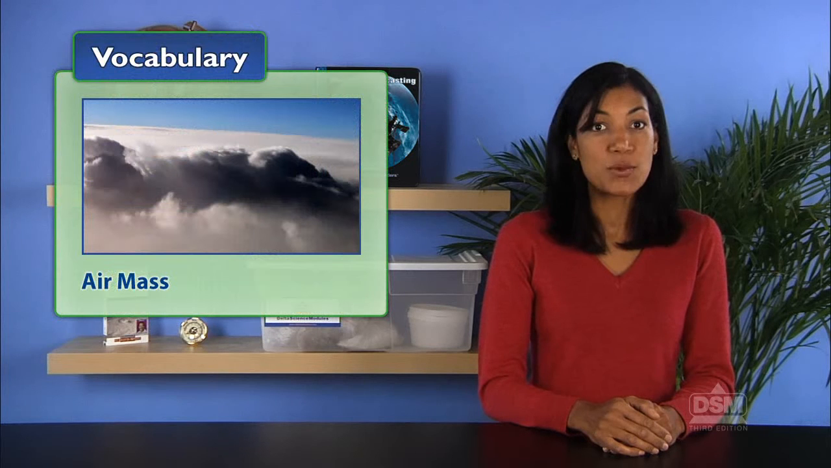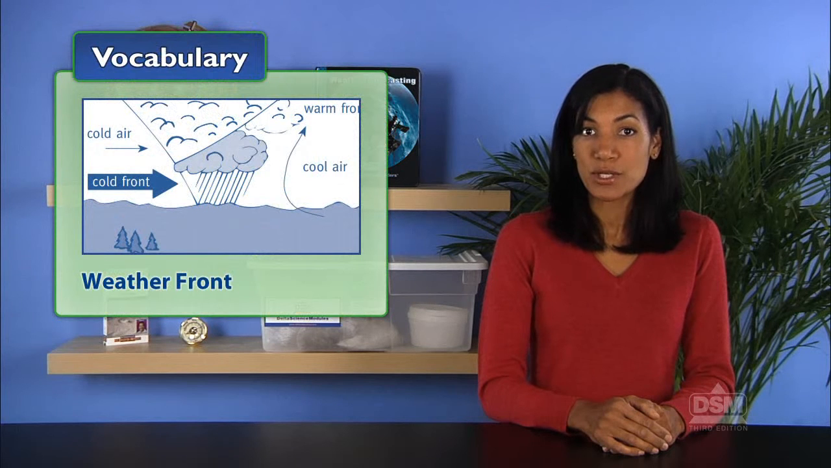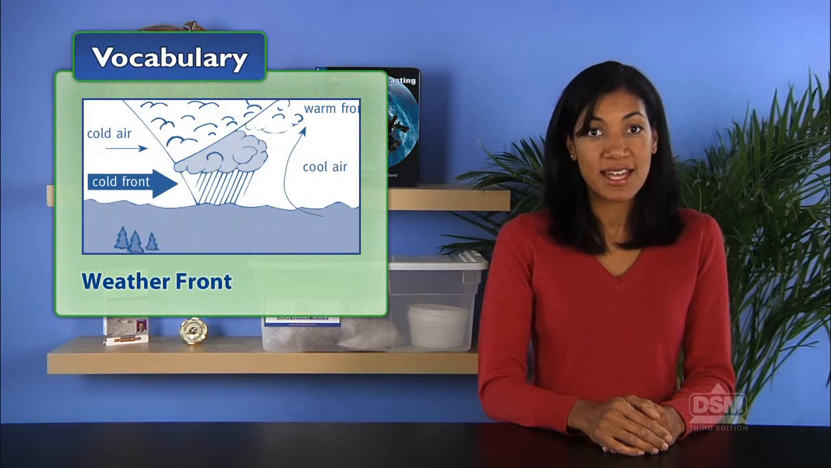of air in which the temperature and/or the amount of moisture are much the same throughout. Air masses are constantly traveling across the surface of the Earth, creating our weather as they go. Inform students that a weather front is the boundary where different air masses collide. When this happens, weather changes.